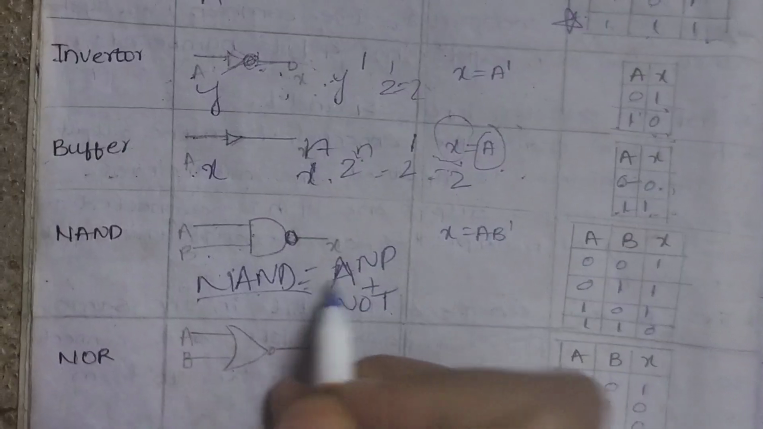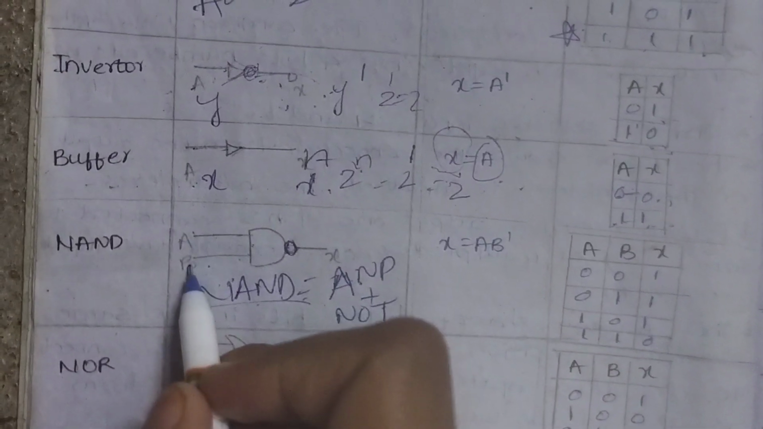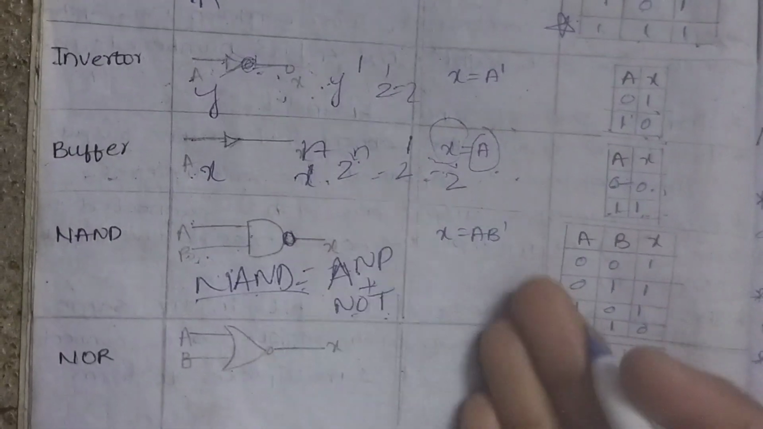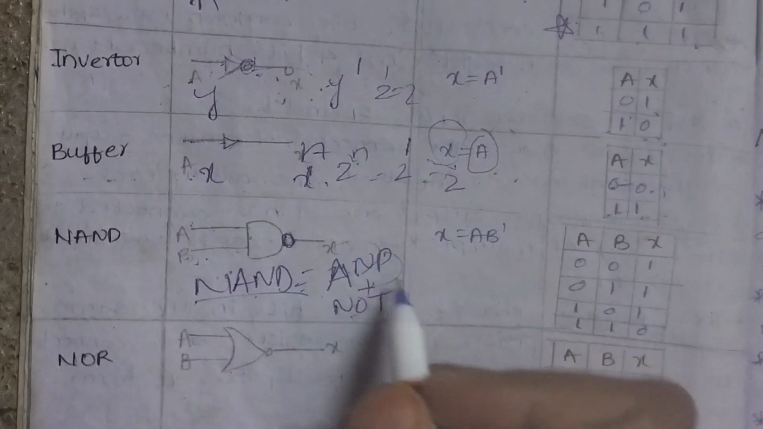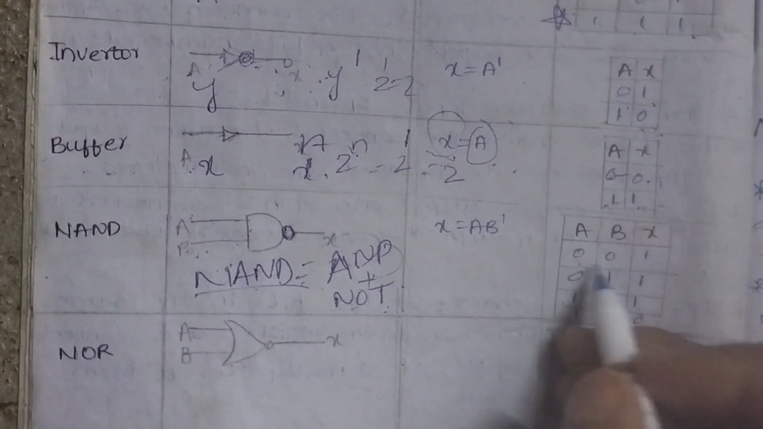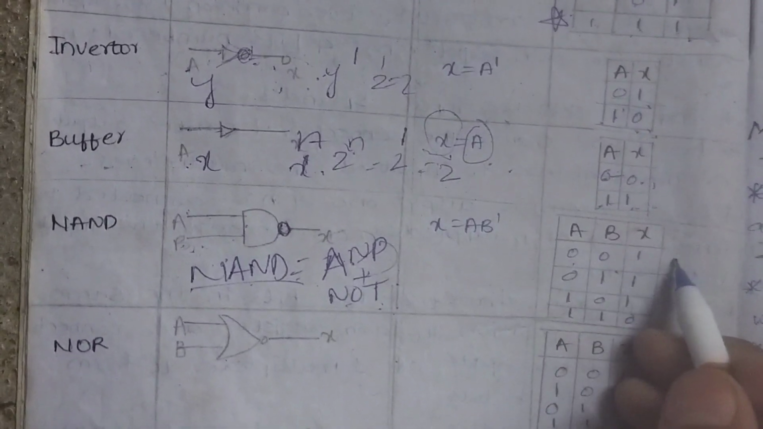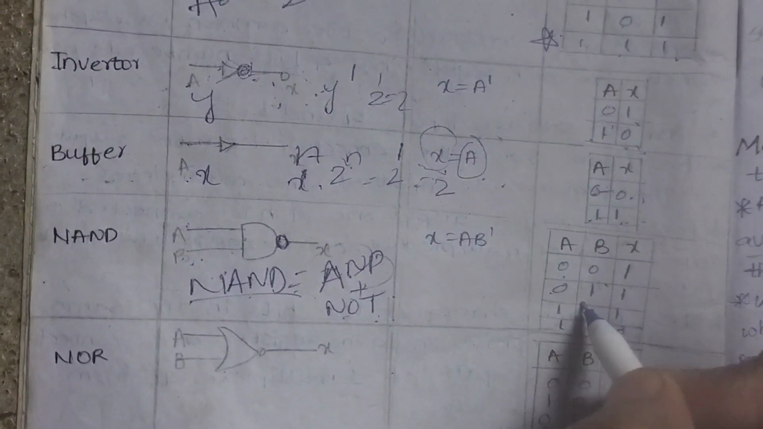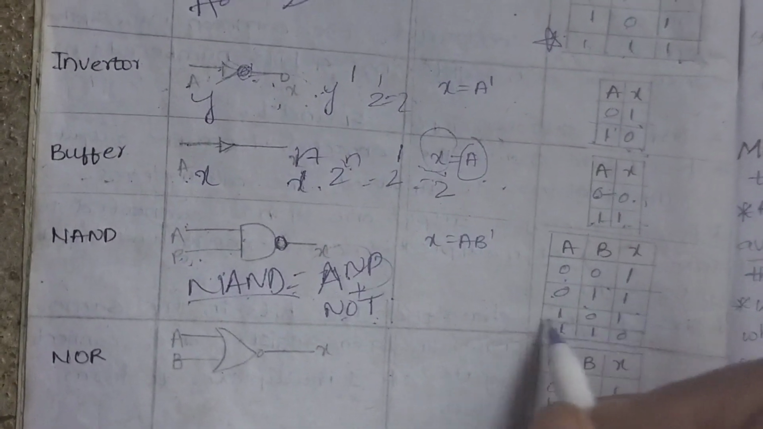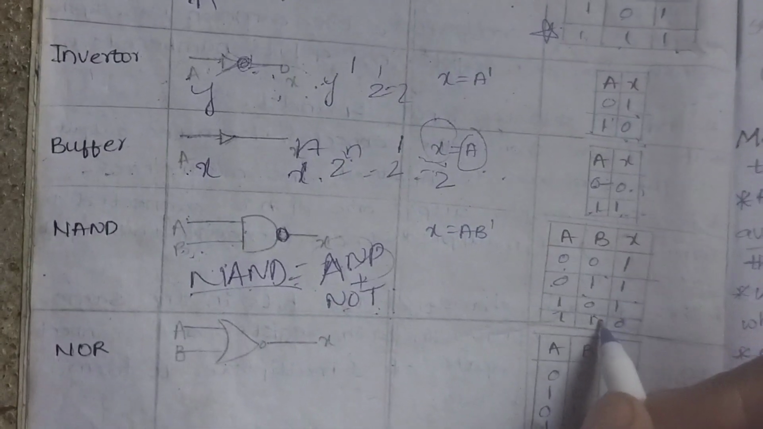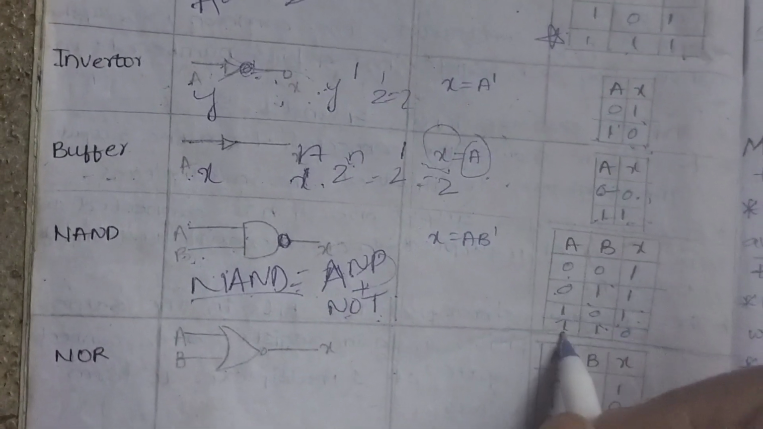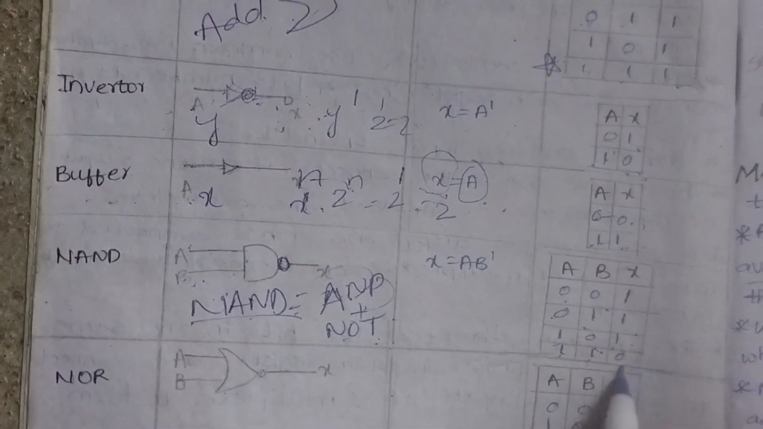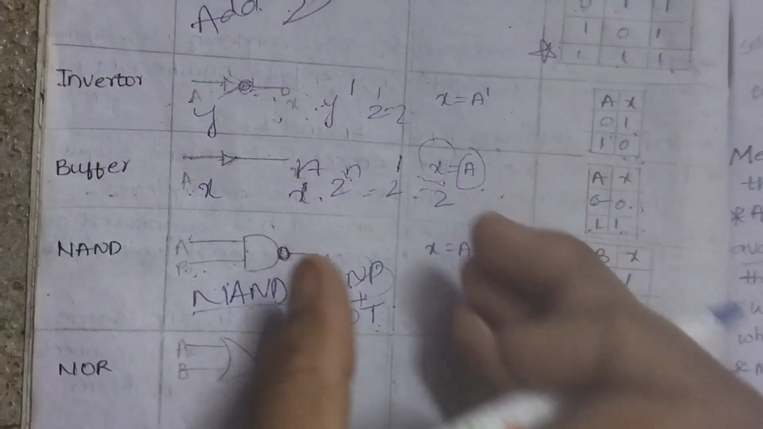For NAND, we will take the AND value. First, we multiply the two inputs and then produce the NOT value, the opposite of the AND value, as the output. 0 into 0 is 0. The opposite of 0 is 1, so the output is 1. 0 into 1 is 0, the opposite is 1, so we get 1 output. 1 into 0 is 0, the opposite is 1, so we get 1 output. 1 into 1 is 1. In logic gates, the opposite of 1 is 0. So this is the representation of the NAND gate.